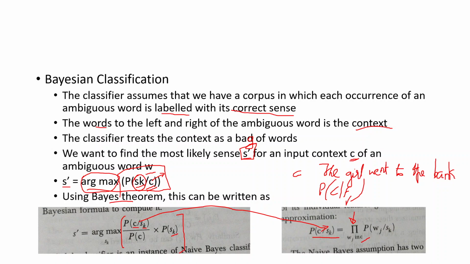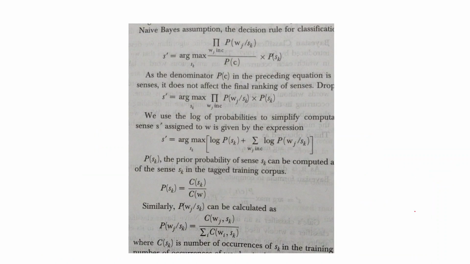So probability of C given Sk is calculated as the probability of Wj, for each word Wj given Sk, and you multiply all those probabilities. Finally, you can write S dash as argmax of the product, into probability of Sk by probability of C. We are saying there are k senses, and for all k senses, the value of probability of C for that particular sentence does not change. For all of them, it is the same. So we can actually remove this.